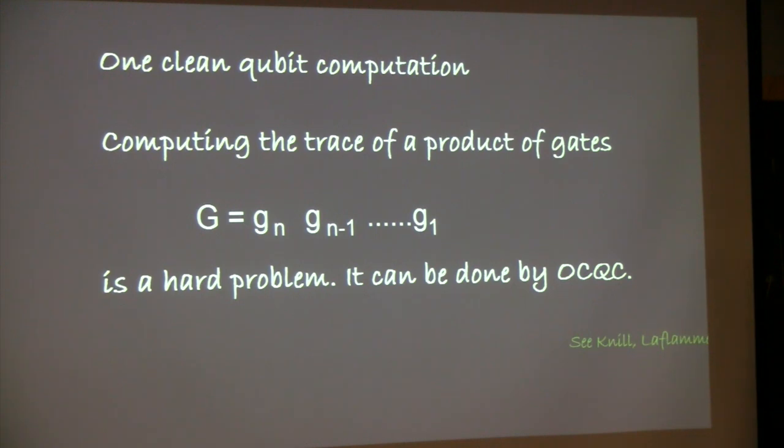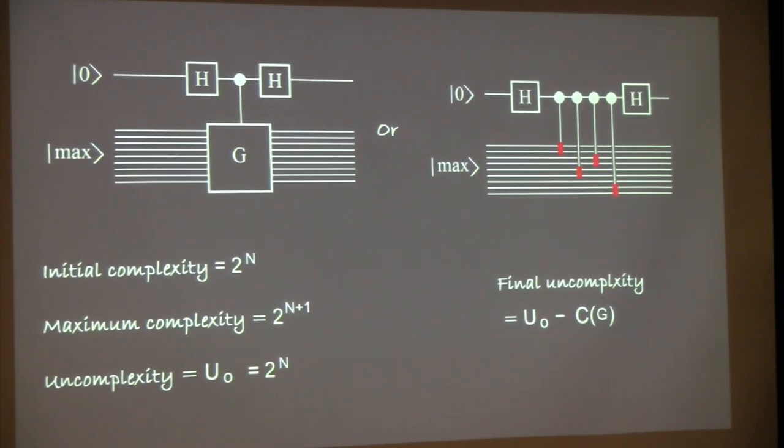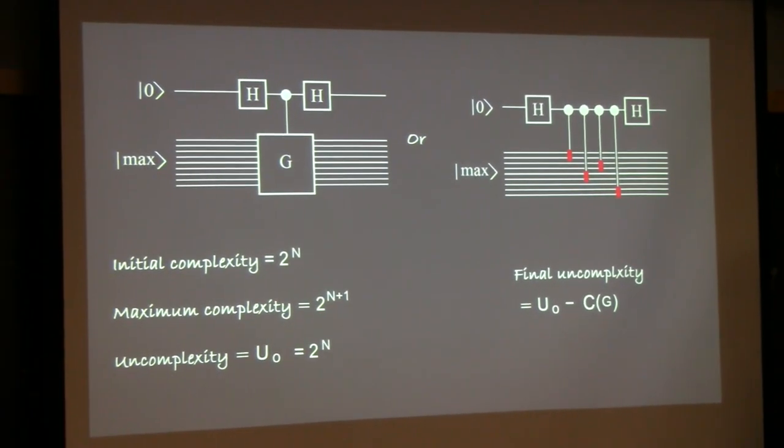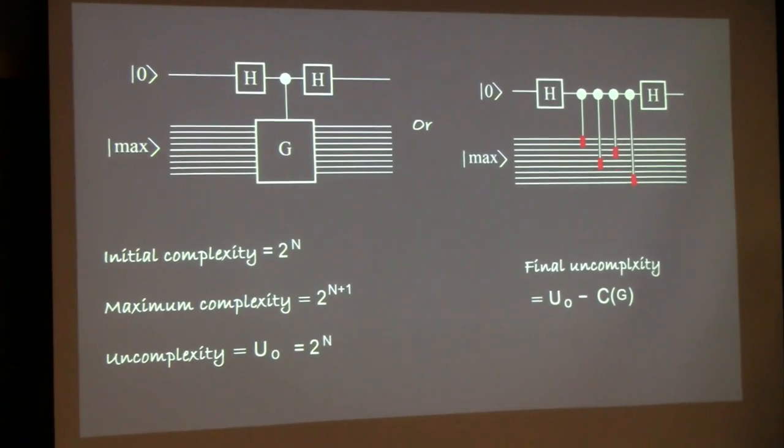I am told that one of them is approximating Jones polynomials, but I don't know where Jones polynomial is. It's considered a hard problem, and this is, in general, a very hard problem if G is itself complex. It can be done by one clean qubit computation. Here's the circuit for it. I'm not going to explain the circuit tonight, but tomorrow, anybody who wants to know exactly how the circuit works and how it implements the calculation, here's G. That's the thing whose trace we want to calculate.